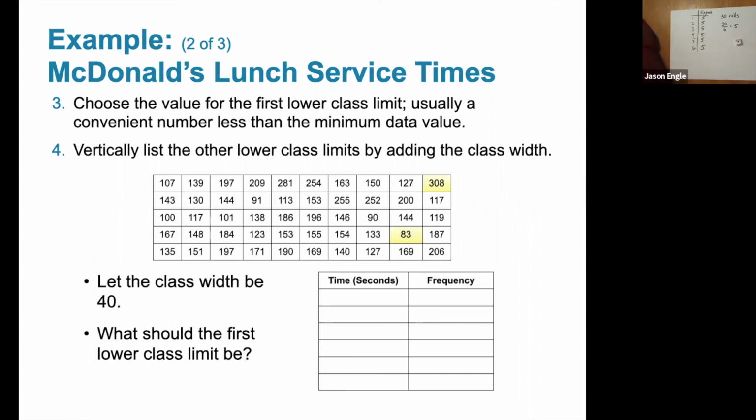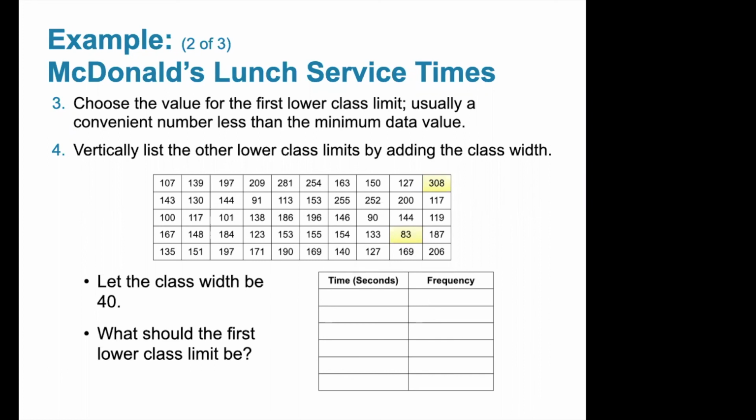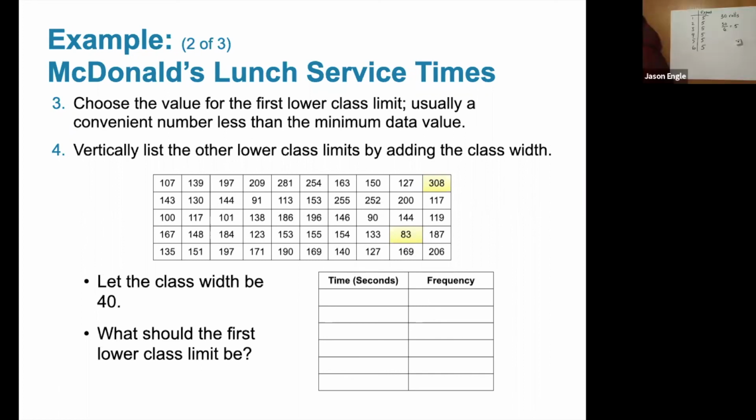So the minimum is 83. I need some number that's smaller than 83. I think like 80? Yeah, that's exactly what I was thinking. Like 80 would make a lot of sense. So if I put in an 80 for my first lower class limit, if the class width is 40, then that automatically determines all the other class limits.